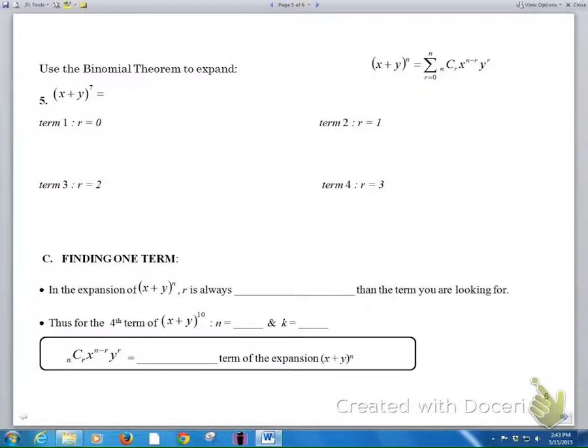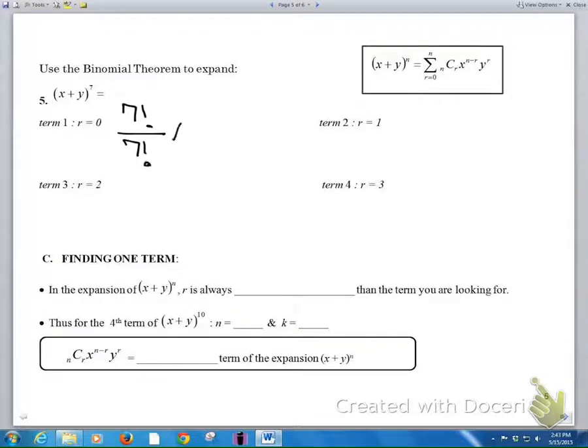All right. So we're going to use this formula, nCr, and it says use the binomial theorem to expand x plus y to the 7th, and I want term 1. So when you want term 1, r is 0. When you want term 2, r is 1, and so on. So r is always 1 less than the term number.